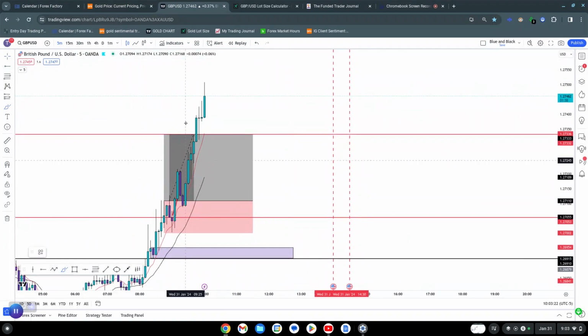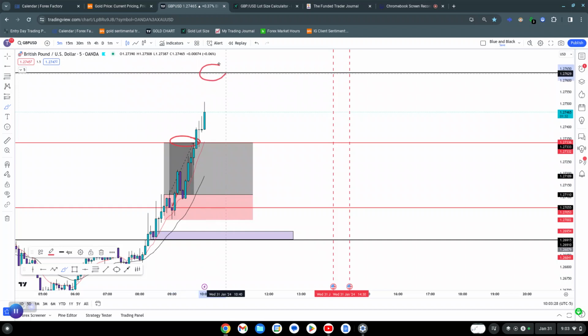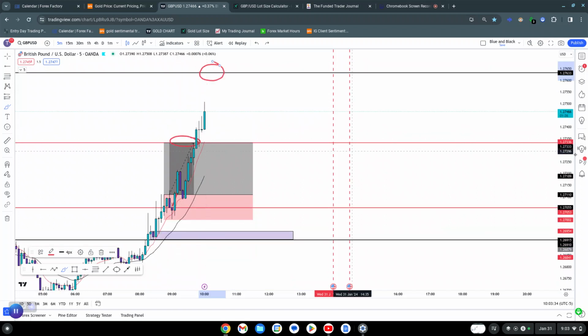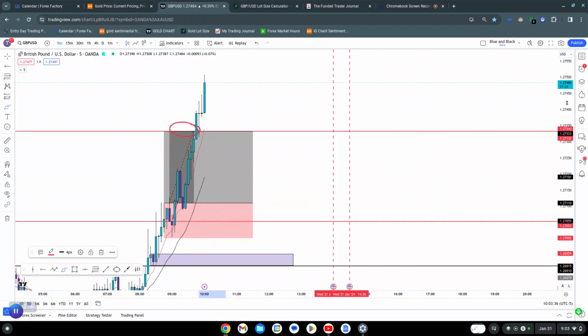Number two, I should have moved my TP. I should have waited, right? The next, secure profit, right? Secure profit, but I should have let the trade keep running.